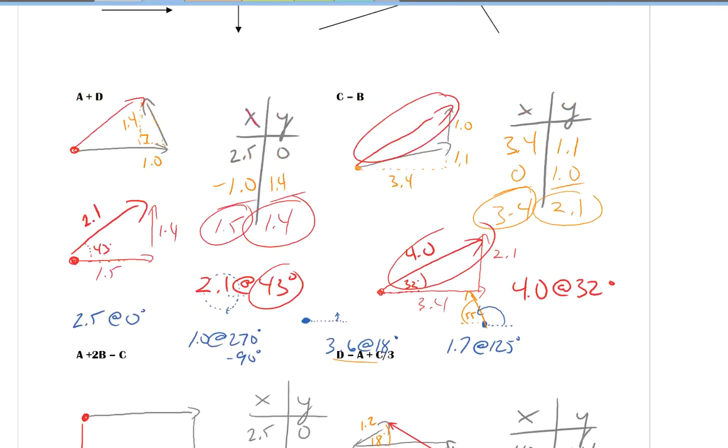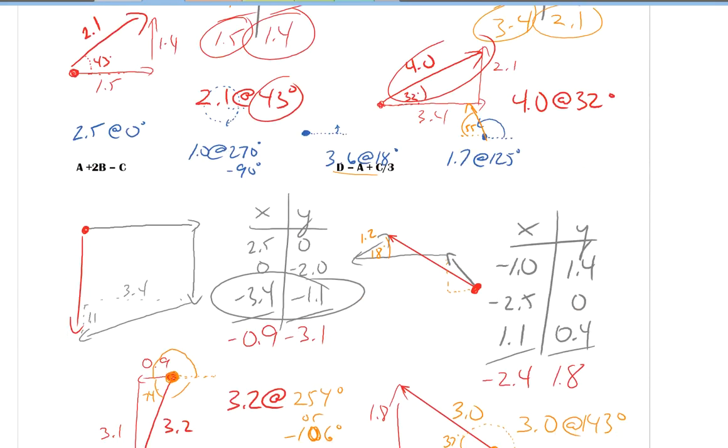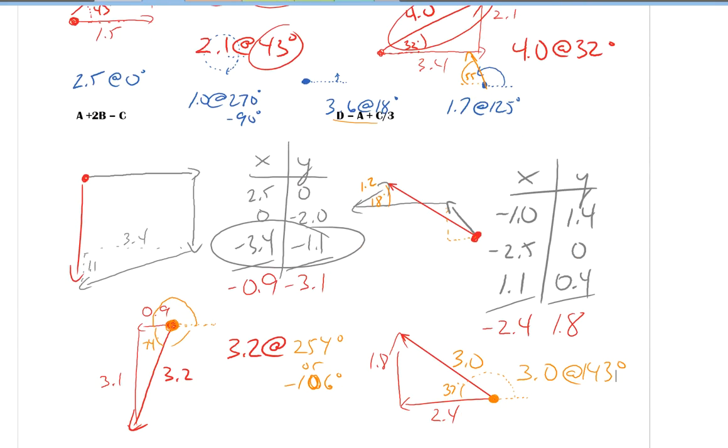If I go back and check the first time we did it, we had 3 at 140. So a really good estimate. That is pretty much the same thing. So that's basically how it works. The more you do it, the quicker you're going to get. Watch your positives and negatives. Look at the diagram. If it's going left, make it negative. If it's going up, make it positive. Just look at the picture.